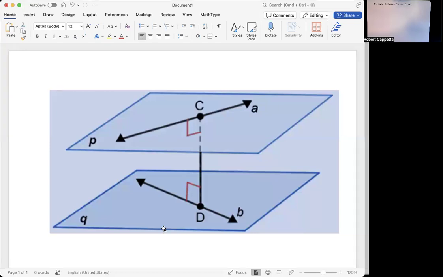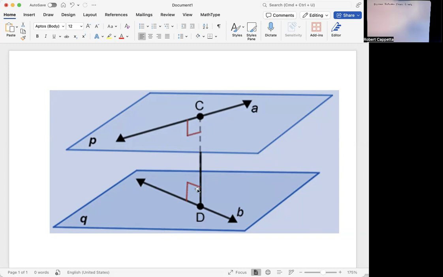Let's take a look at another image. This is going to be helpful. So I have lines that exist in different planes. These lines are not in the same plane. If they're intersecting lines, they live in a single plane. If they're parallel lines, they live in a single plane. These lines live in two different planes. Now, how do I find the distance between them?